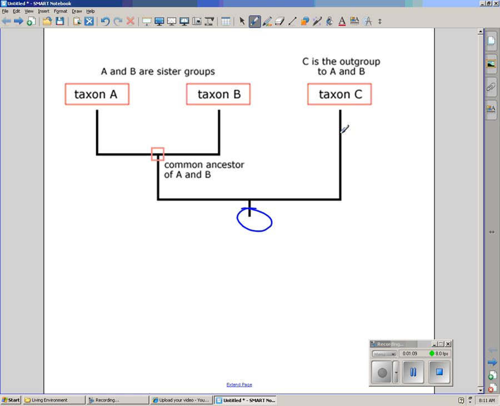And then we have another taxon over here, C, which has not changed. And this common ancestor for A and B here diverged, so that A and B are sister groups. They came from the same ancestor, but all three of the taxon have a common ancestor down here.